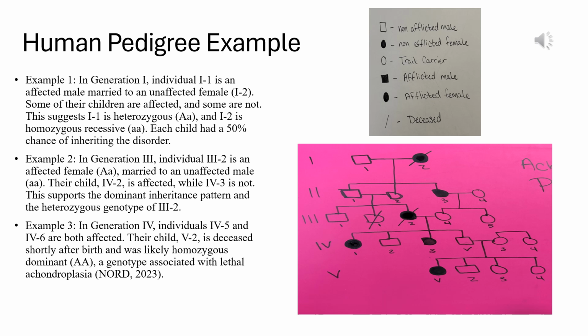Now, in generation 5, both affected individuals, 5 and 6, have a child, V2, who died shortly after birth. V2 was most likely homozygous dominant, which, according to NORD, is a lethal genotype for achondroplasia.